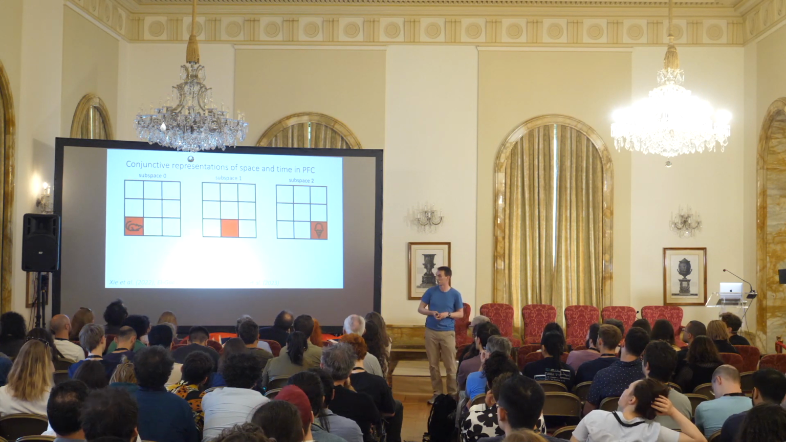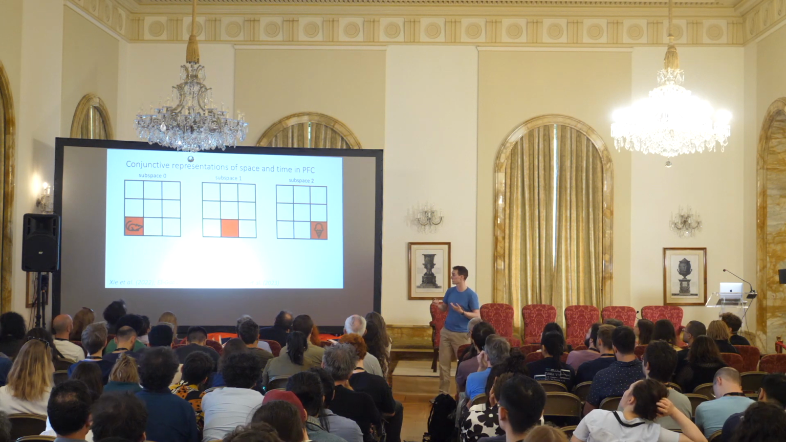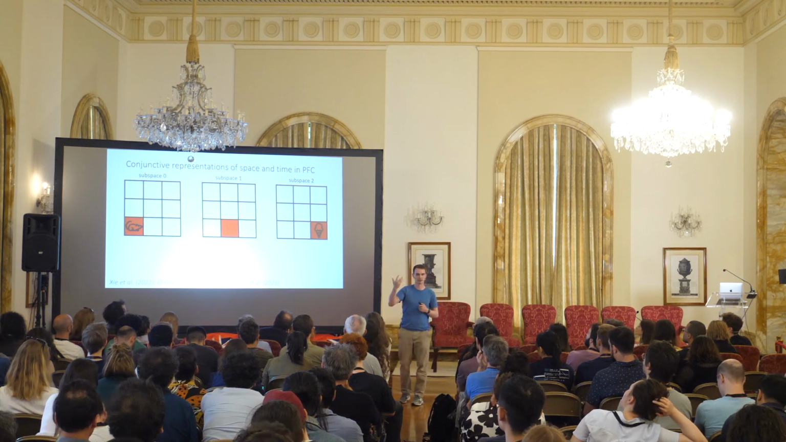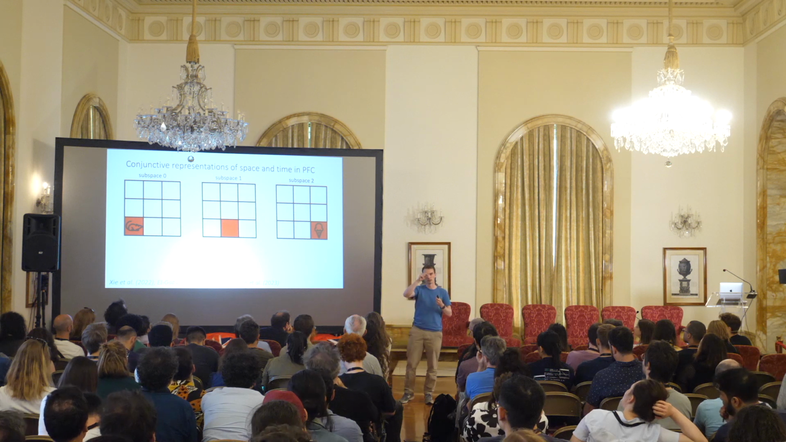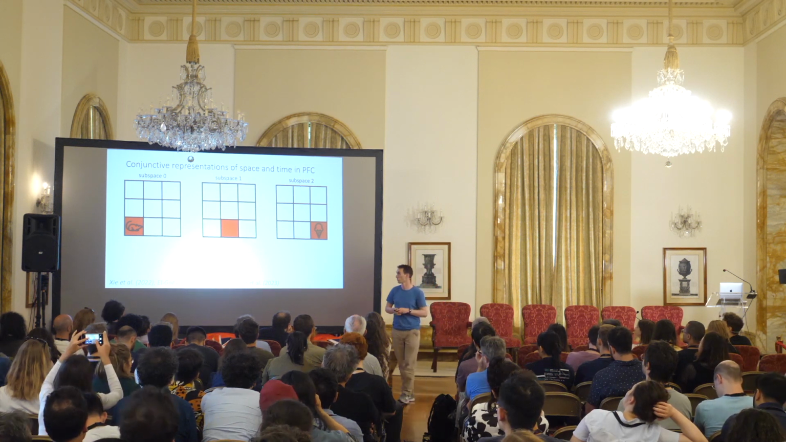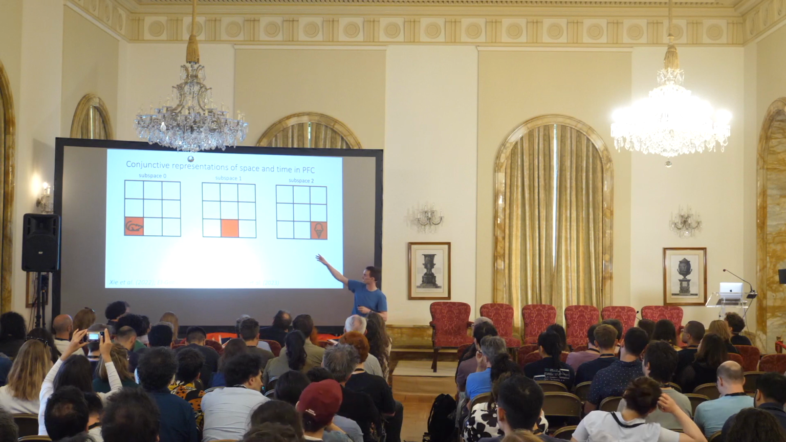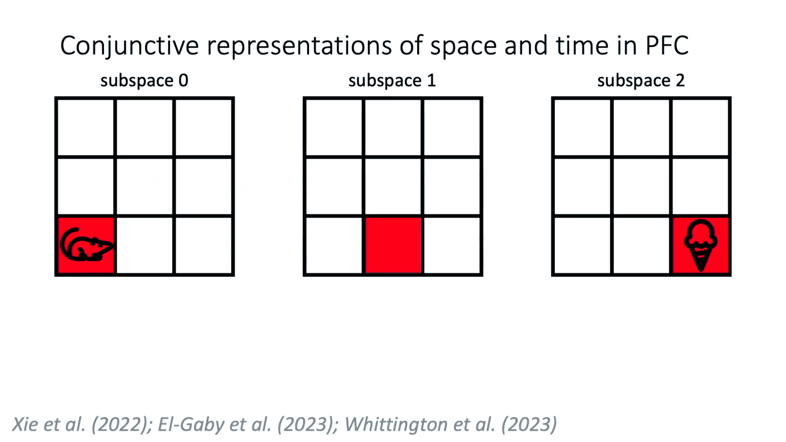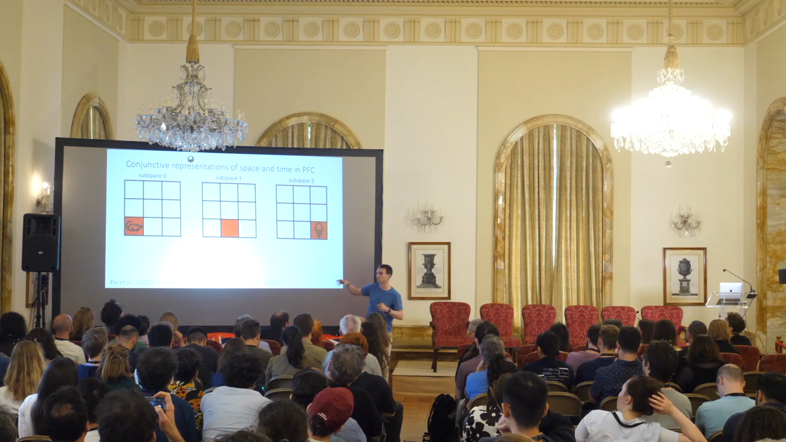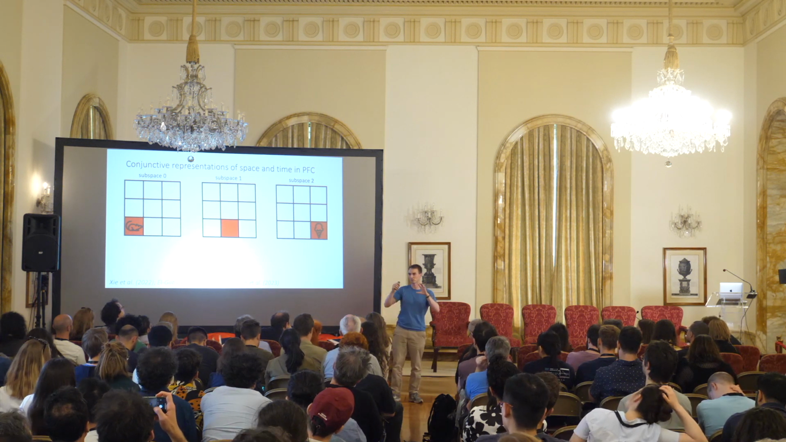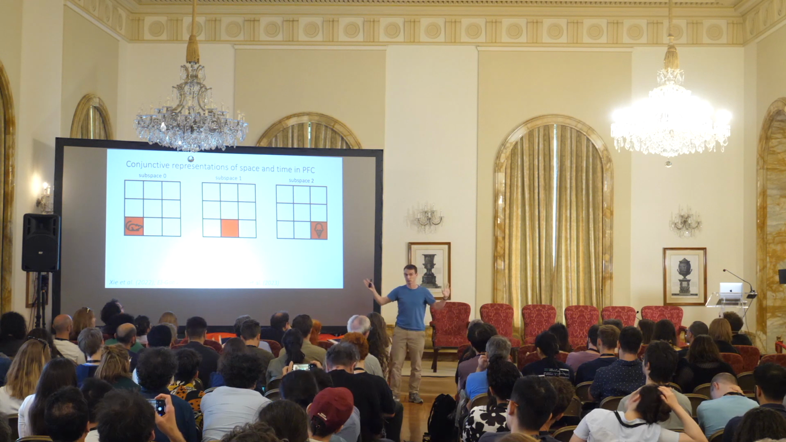A recent study by Mohamed El Gabi in Tim Behrens' lab found something similar in a spatial navigation task, where after exploring an environment, the animal knew what sequence of states it had to move through to get a reward. Again, they found that in one subspace, the animal represented where it was now, in a separate subspace where it was going to be, and then in a separate subspace where it would be after that, and so on and so forth. Importantly, these are not 3 different time points, right? This is a single time point, and it's 3 different slices through neural activity. So at a single point in time, the neurons represent the entire future of the animal.